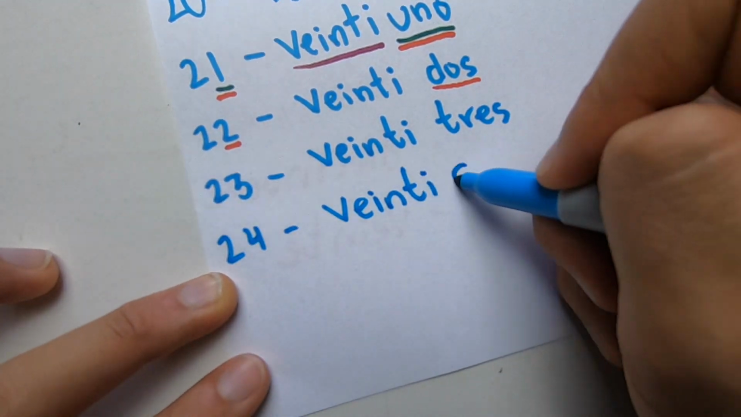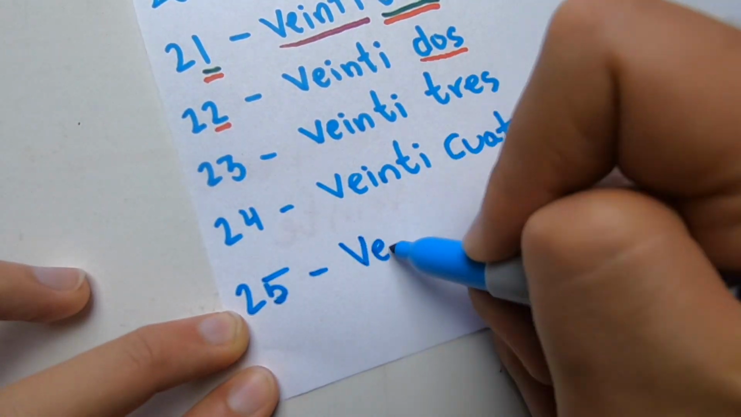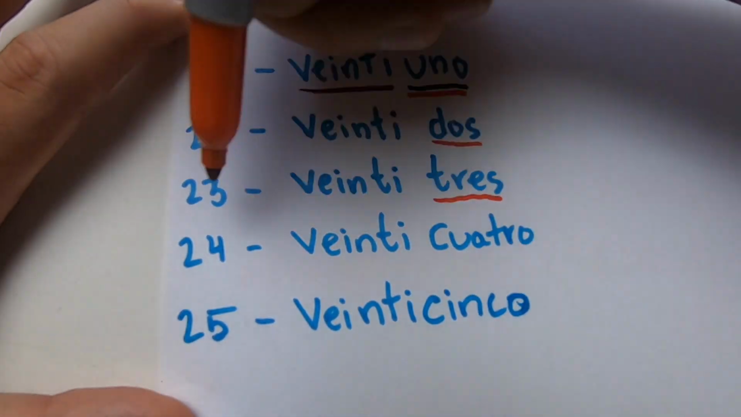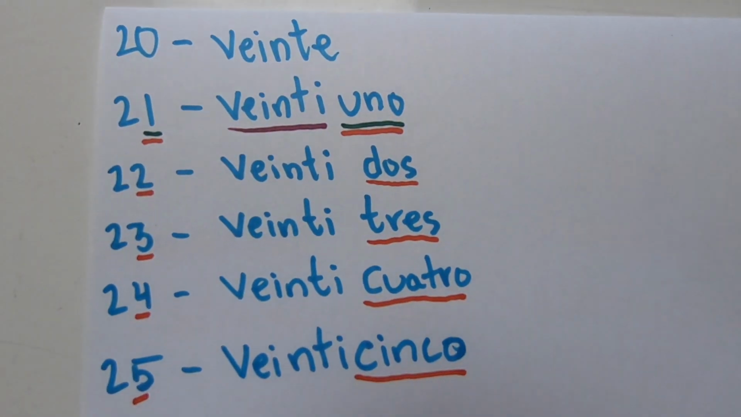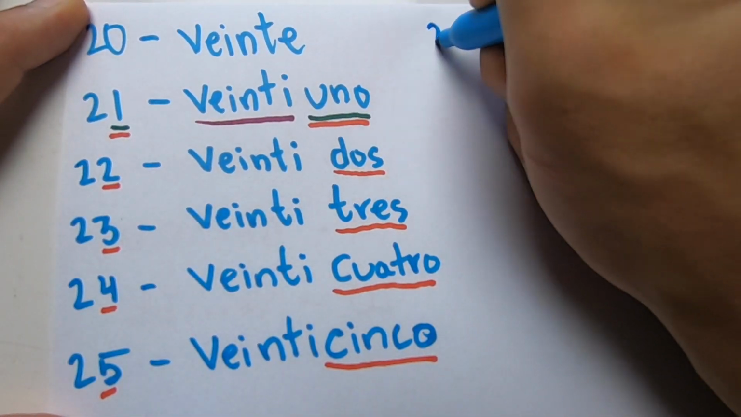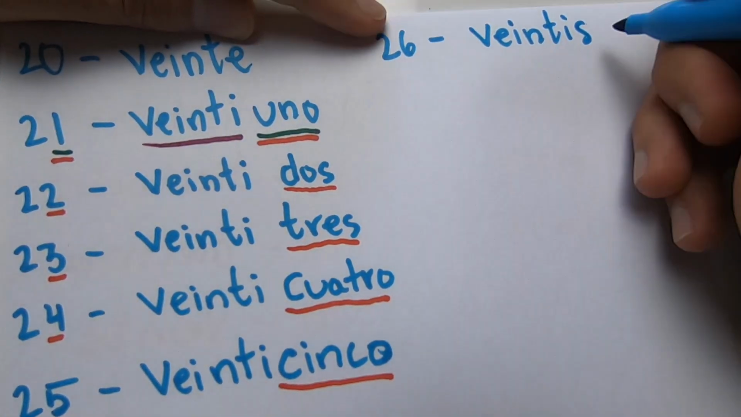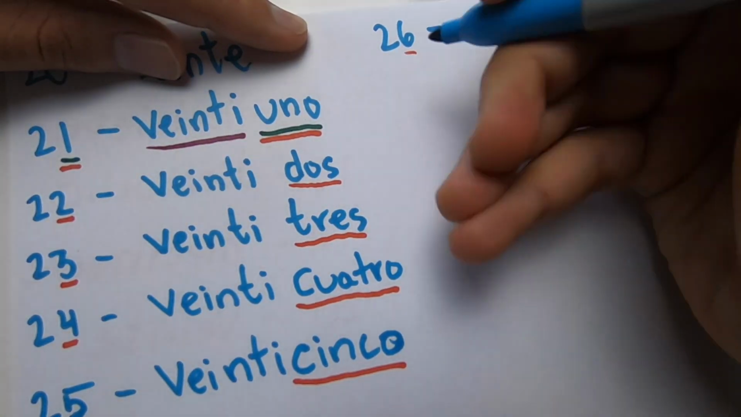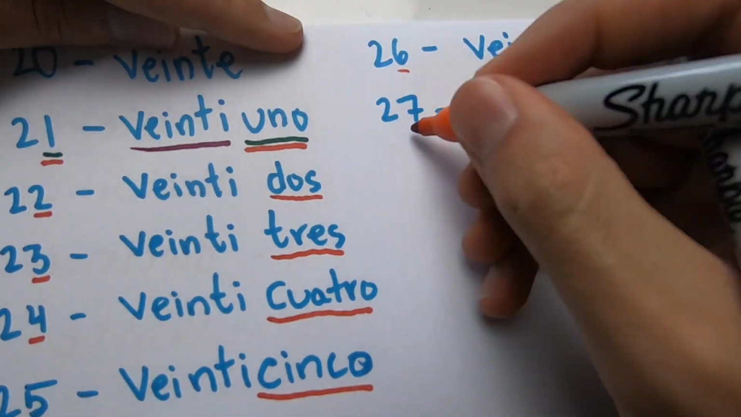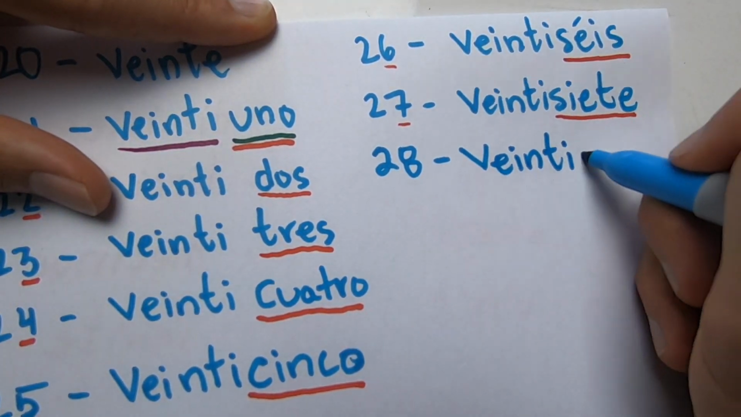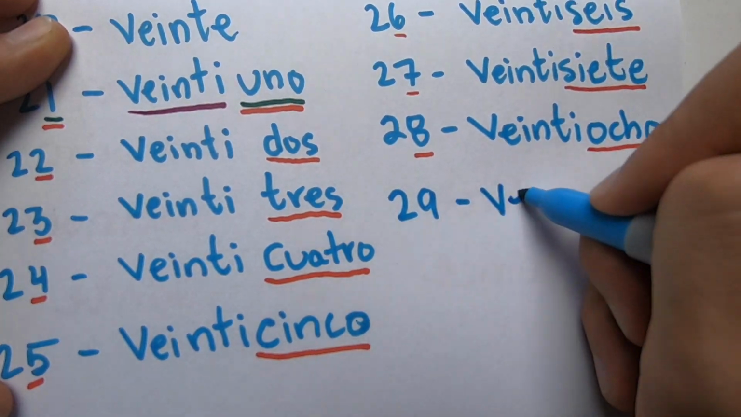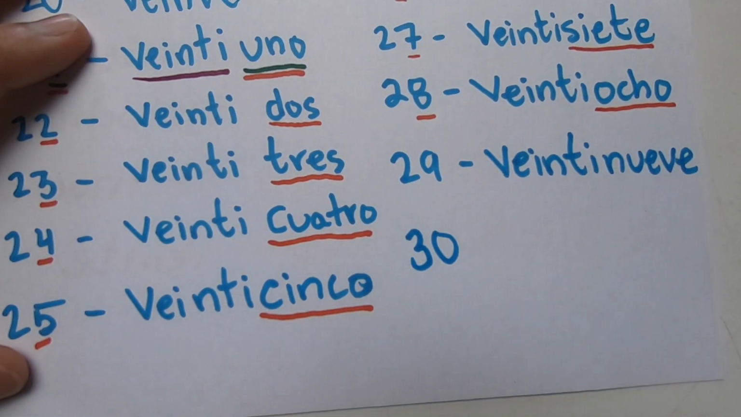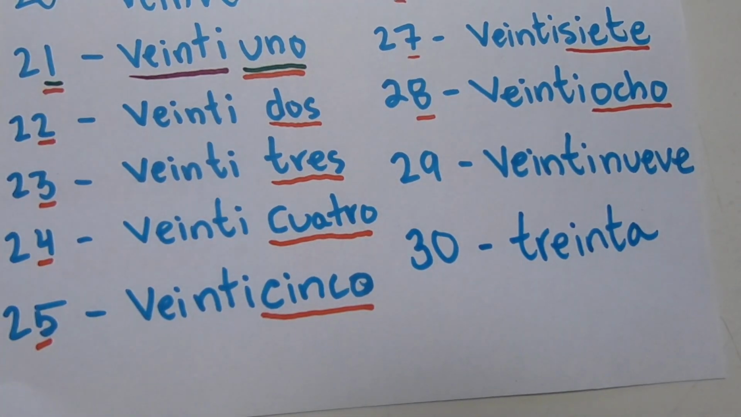Okay, so if we know our first 1 through 10 numbers, we'll know how to write 21, 22, 23, 24, 25. All we have to memorize is the 20. 21, 22, 23, 24, y 25, and so on. So remember, when you write these numbers, it's one word, it's not separated, okay? Now let's move on to 30.